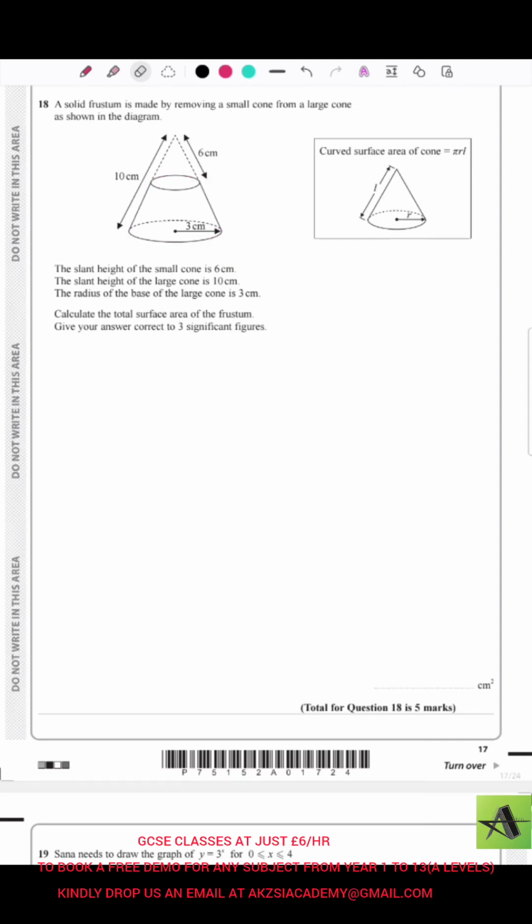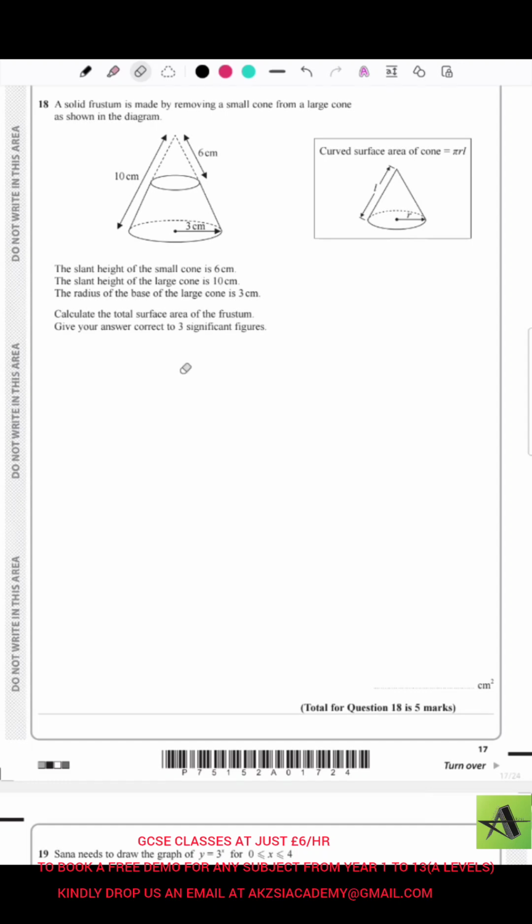If you want to calculate it, one thing you should know is that the smaller cone and the bigger one, the original cone, are both similar. So the smaller cone and the bigger cone are similar. That will give us an idea how we can easily calculate the surface area of the frustum.